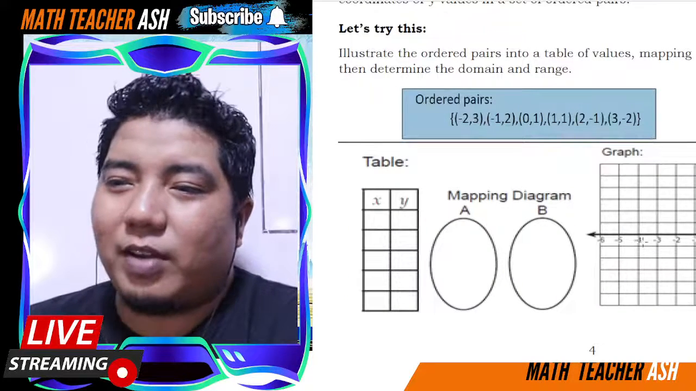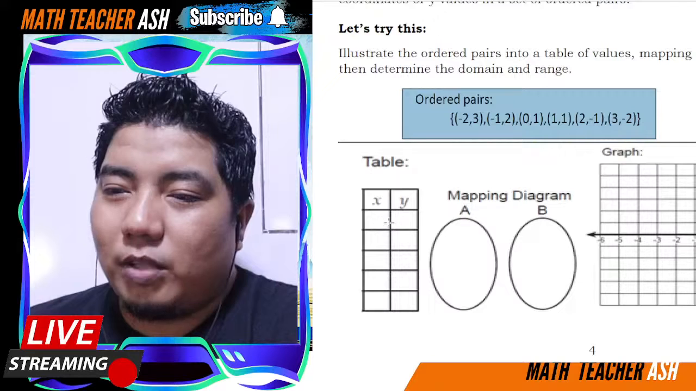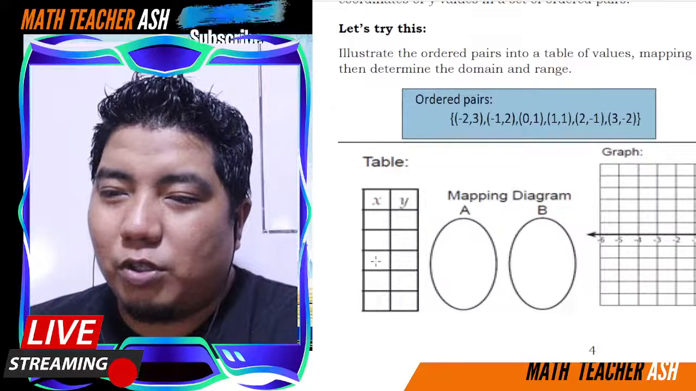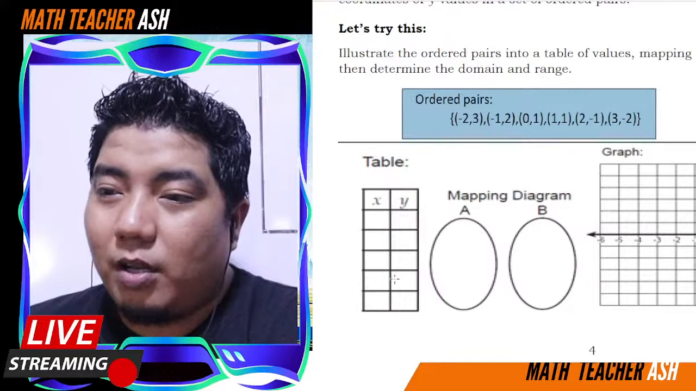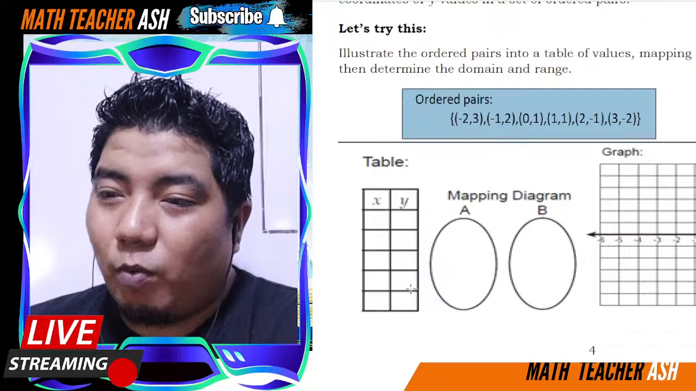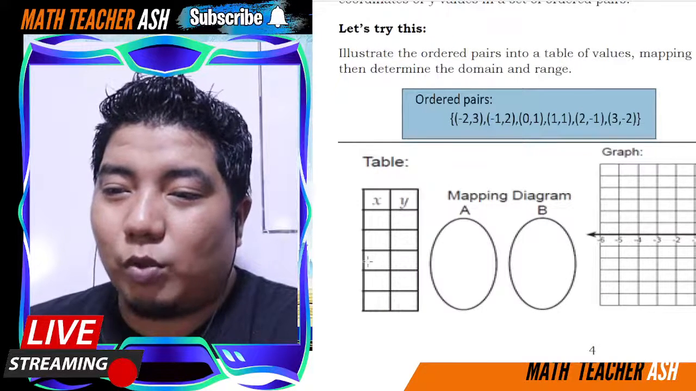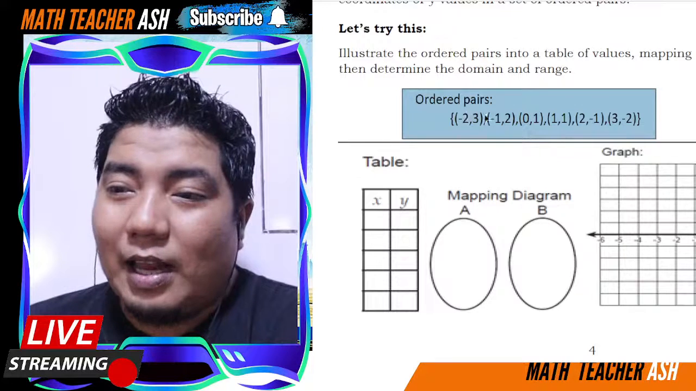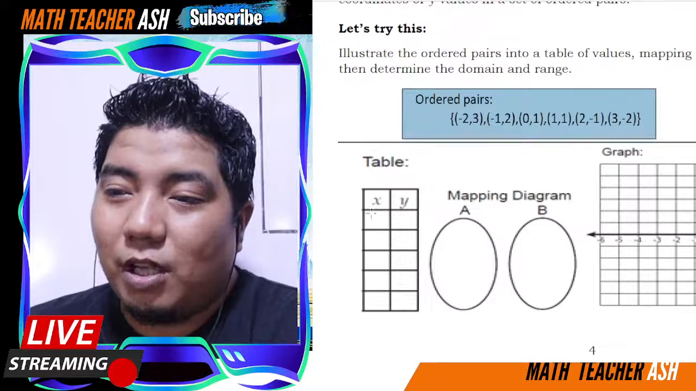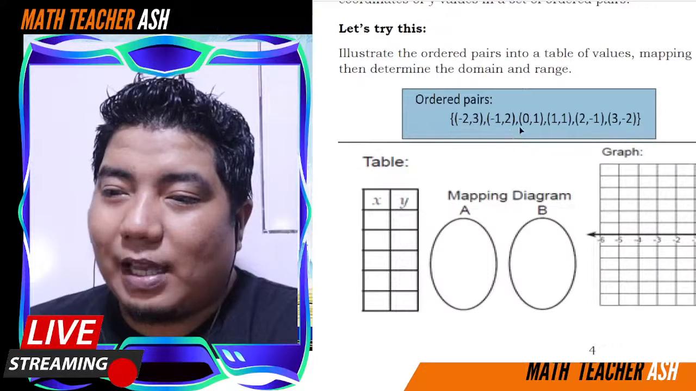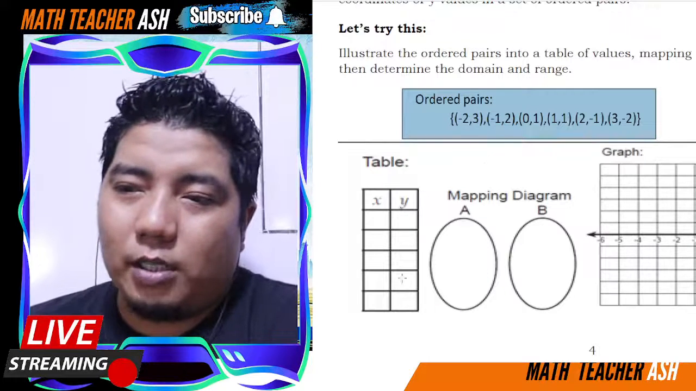So, we have negative 2, 3. Ilalagay ko yan dyan. Negative 2, 3. Negative 1, 2. 0, 1. 1, 1. 2, negative 1, and 3, negative 2. So, ganun lang kadali, my dear math learners. Lahat ng mga first values, those are the x. Lahat ng mga second values, those are the y.